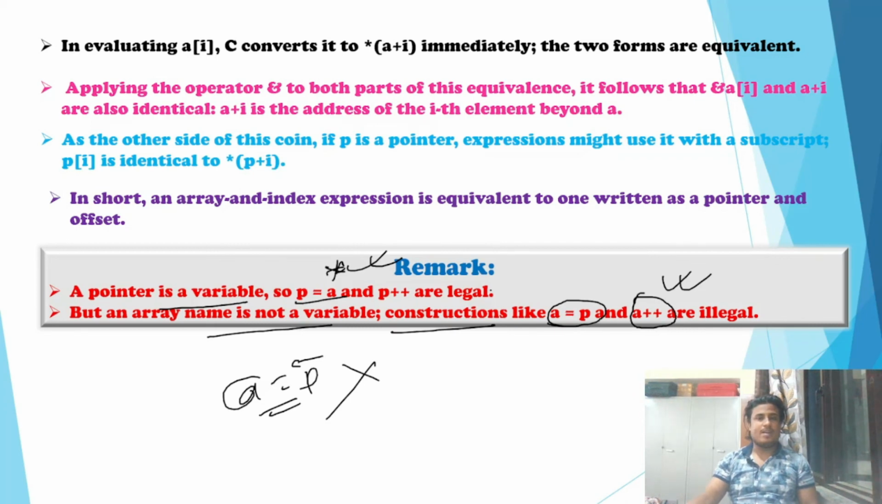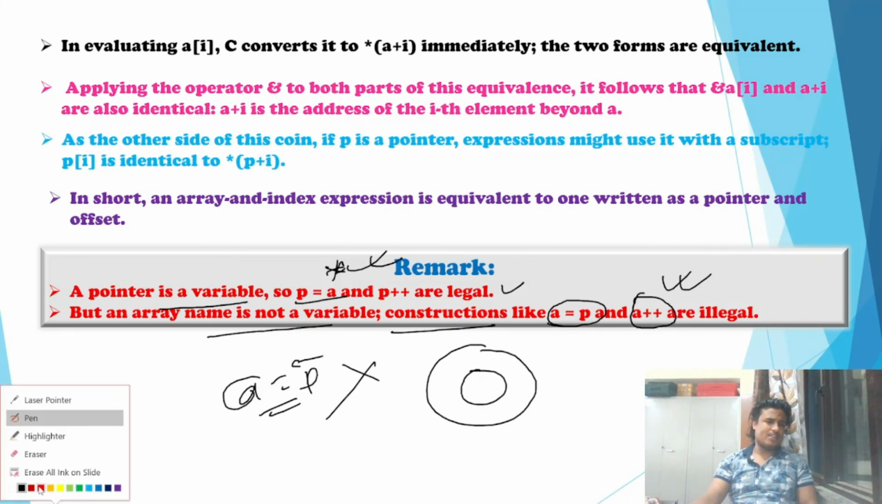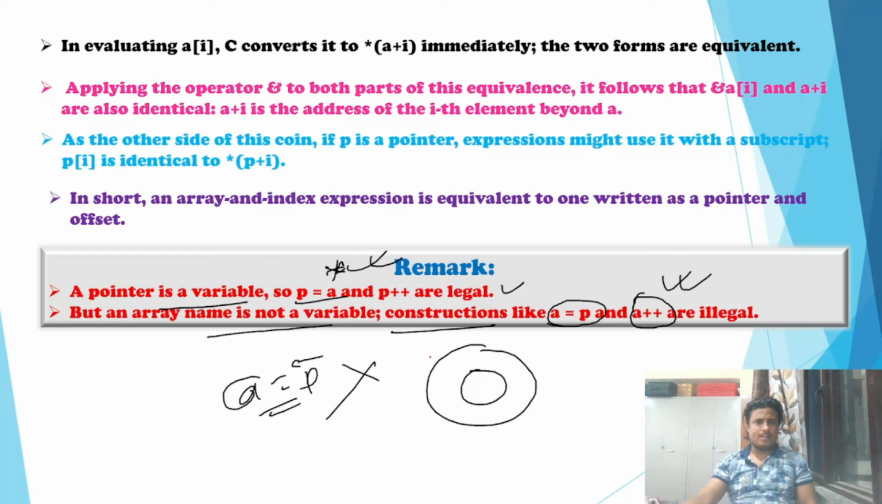If you want me to draw a Venn diagram, you can understand from it which one is which. Every array is a pointer, and any operation which can be done on an array can also be done on pointers. But some operations like a = p cannot be done on an array. So the pointer will be this bigger part, and the array is actually smaller than the pointer.